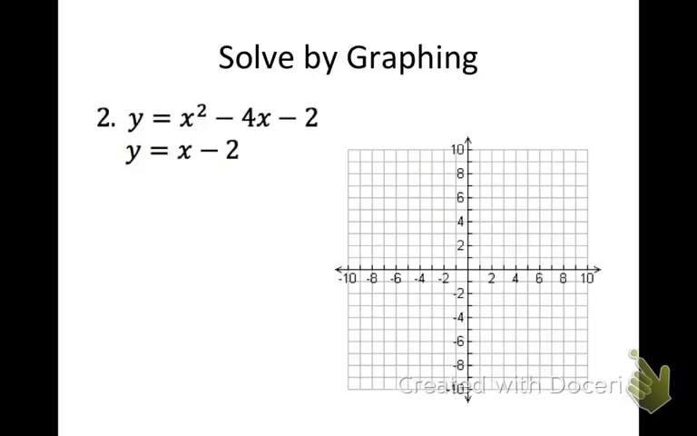Okay, so we're going to start by solving by graphing. So we're going to graph both these equations and see where they cross. I'm going to start with the linear equation. So with the linear equation, our y-intercept is negative 2, so I'll put a dot at negative 2. And then our slope is 1, so that's 1 over 1. So we're going to go up 1 and over 1 in both directions.